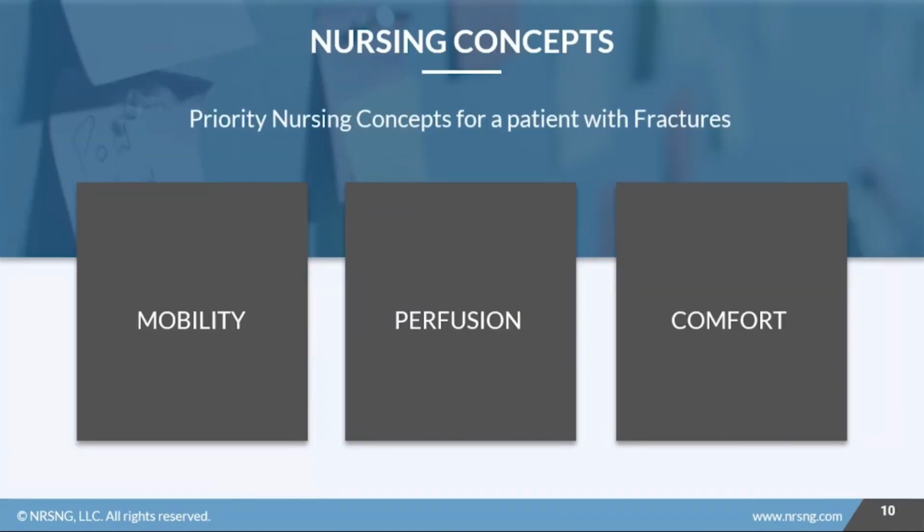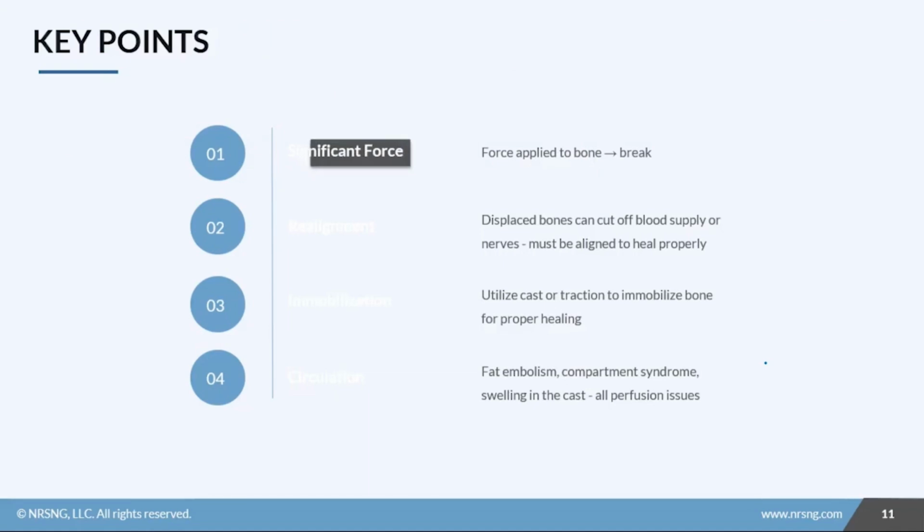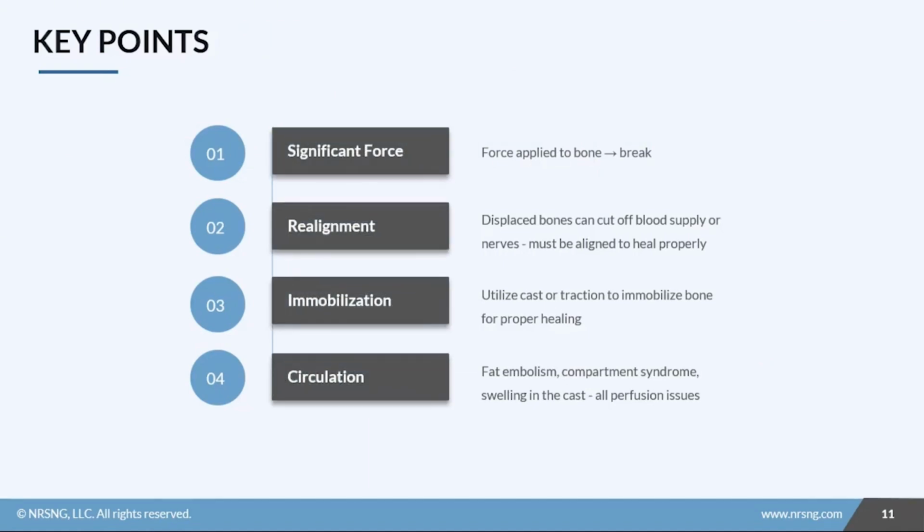Now, this should be pretty obvious to you by now with everything we talked about, but the priority nursing concepts for a patient with a fracture is mobility, or specifically alignment and immobility of the fracture, perfusion because of the risk for impaired circulation distal to the injury, and of course, comfort because we want to address any pain that the patient has.